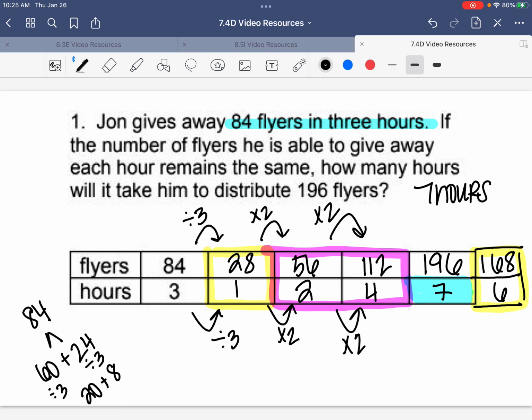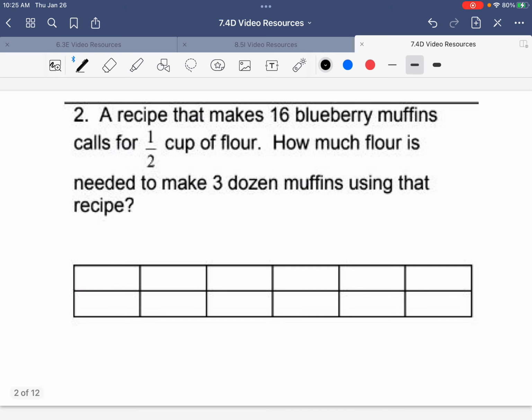All right, well, let's take a look at one more. A recipe that makes 16 blueberry muffins calls for half a cup of flour. How much flour is needed to make 3 dozen muffins using that recipe? So I notice right now that they told me the recipe makes 16 individual muffins, but then they asked me how much is needed to make 3 dozen muffins.